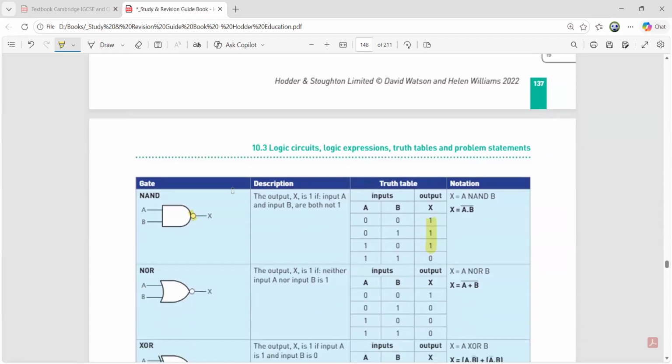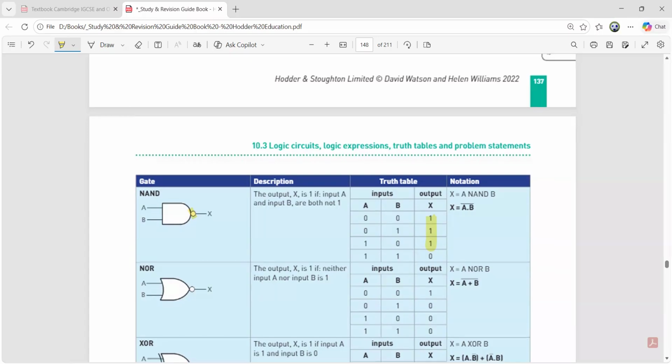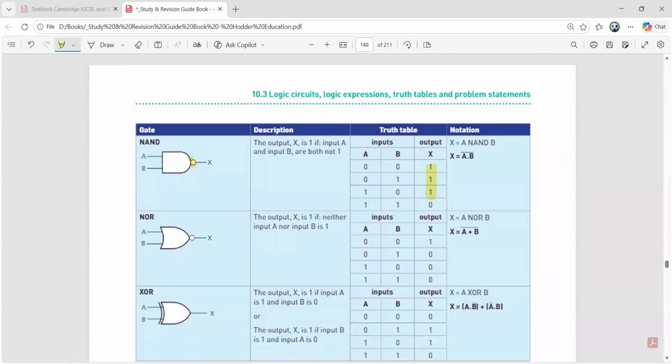What is the description? Again, I'm concentrating on the description because we can get a question like this also, and be well prepared for answering this. Output X is 1 if input A and input B are both not 1. That is the main description. So if you are given this, then you need to understand and then answer it. Moving to the NOR gate, as I said, the reverse of the OR gate. Since the OR gate was 0, 1, 1, 1, the NOR gate will be 1, 0, 0, 0.